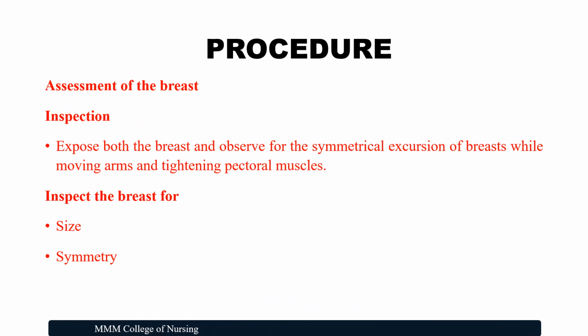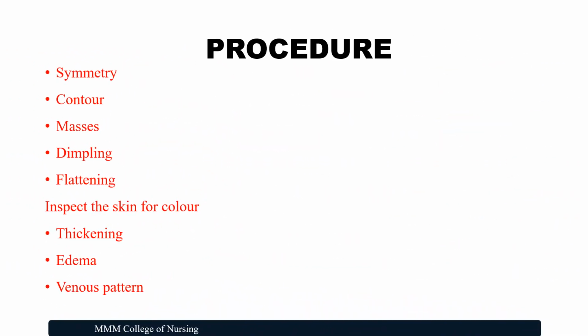And procedure. First we have to do the assessment of the breast. In the assessment, first one is the inspection. For the inspection, expose both the breasts and observe for symmetrical expression of the breast while moving arms and tightening the pectoral muscles. In the inspection, we have to see the breast for size, symmetry, contour, mass, dimpling, flattening. And then inspect the skin for color, thickening, edema, venous pattern.